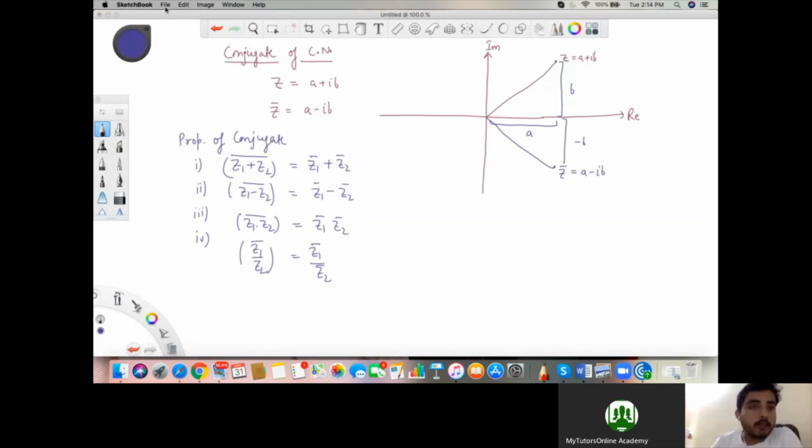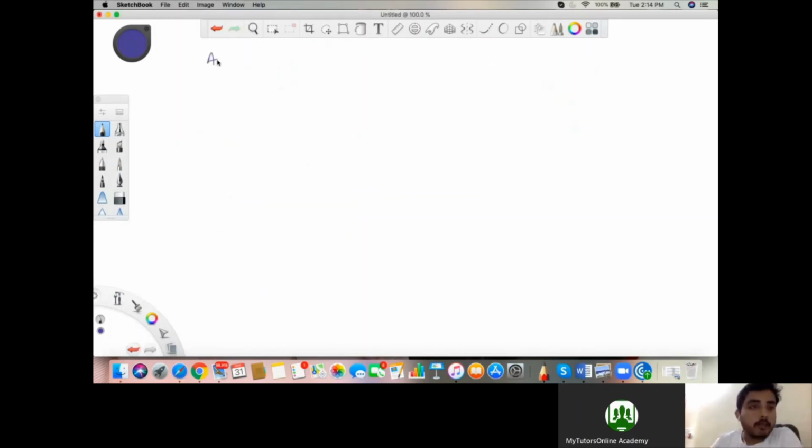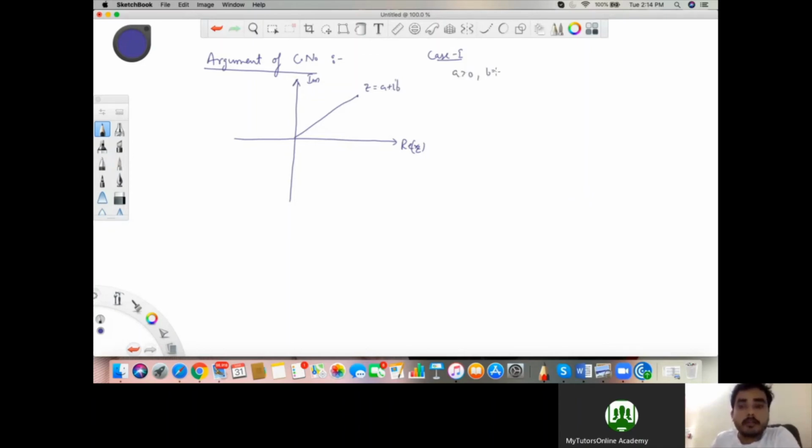Now let us talk about the argument of a complex number. Let's say this is my real axis, the real part of z, and here we have the imaginary axis. We will consider case 1, when the complex number is in the first quadrant. When the complex number is in the first quadrant, z equals a plus iota b, that means a and b are both positive here. A positive, b positive, that means the complex number is in the first quadrant.